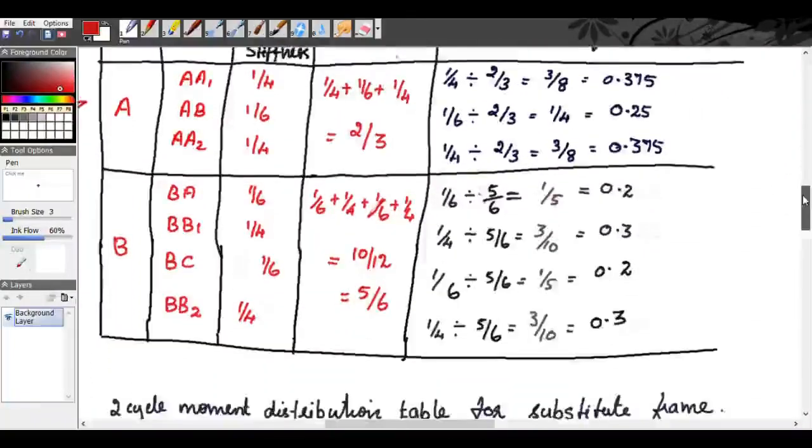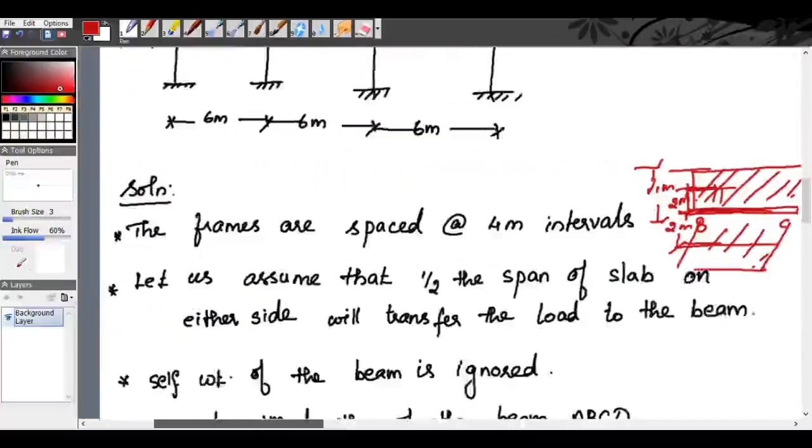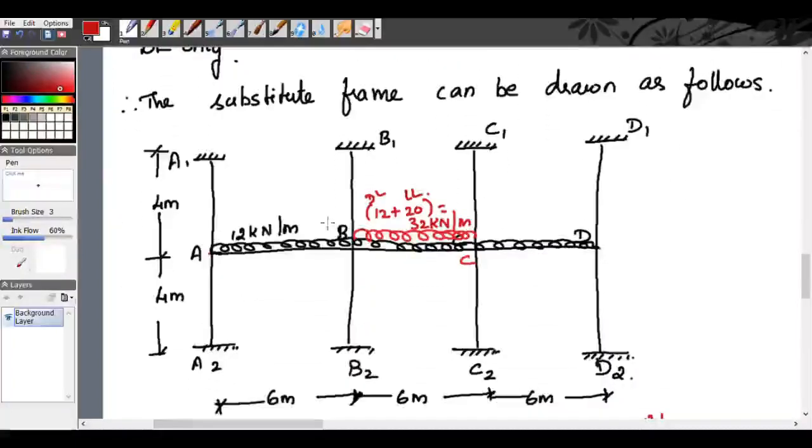So we have two joints, we are analyzing joints A and B, only one half. Joints C and D will be similar to that of B and A. Okay, so we will stop with this. The remaining thing is similar to that of A and B.